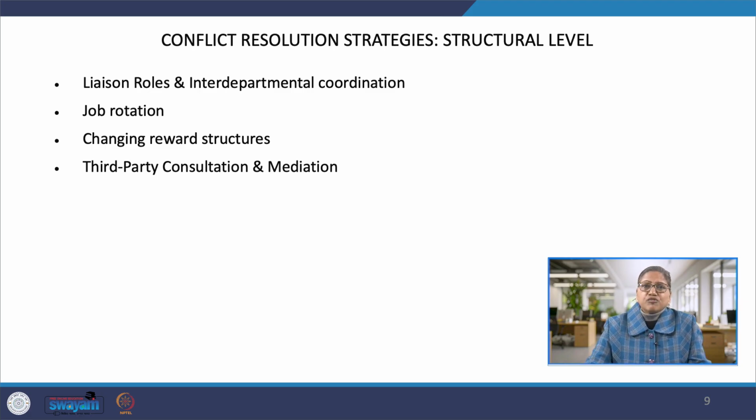Changing reward structures to incentivize team success rather than solely individual or departmental performance. Third party consultation and mediation is another conflict resolution strategy, bringing in neutral third parties to help restructure the interaction or negotiate lasting structural solutions.